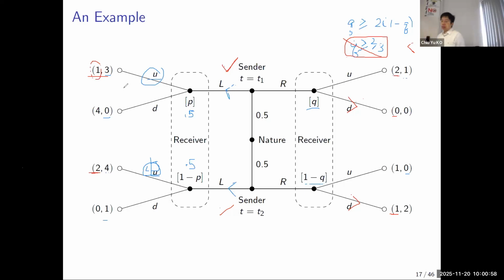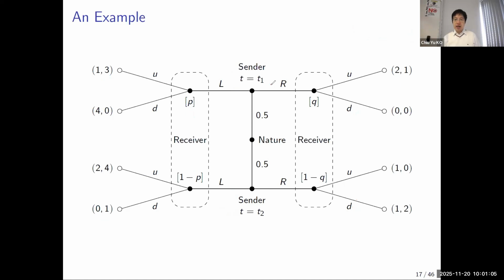Is that okay? Now, what is left is the other case where both senders send R, which we haven't covered last time. So we just stopped there. So let's see this one, how we derive it.